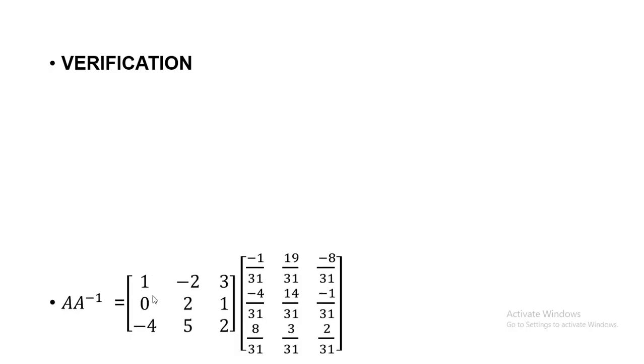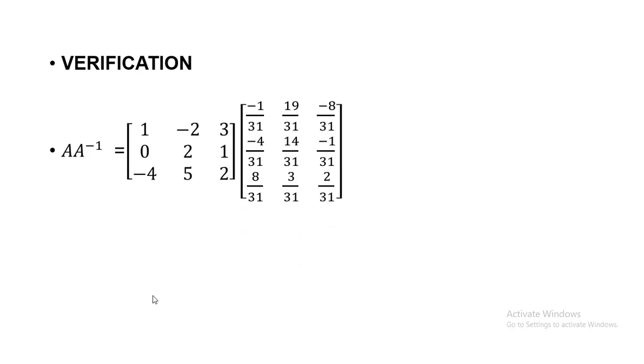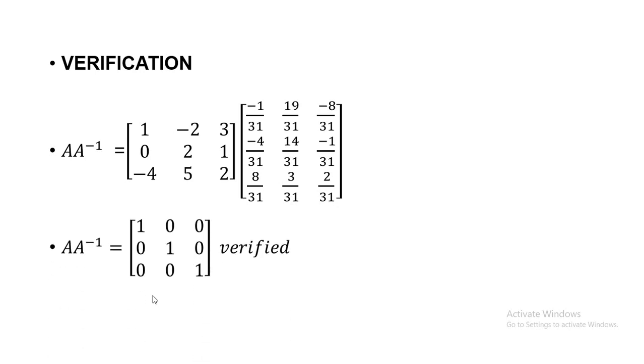Now for verification, I'm going to multiply A with A inverse. The multiplication rules are the same: you just multiply row with column. First row, first column, first row, second column, first row, third column, then second row, first column, second row, second column, second row, third column, third row, first column, third row, second column, third row, third column. This is how you multiply it, and you just verify your answer.